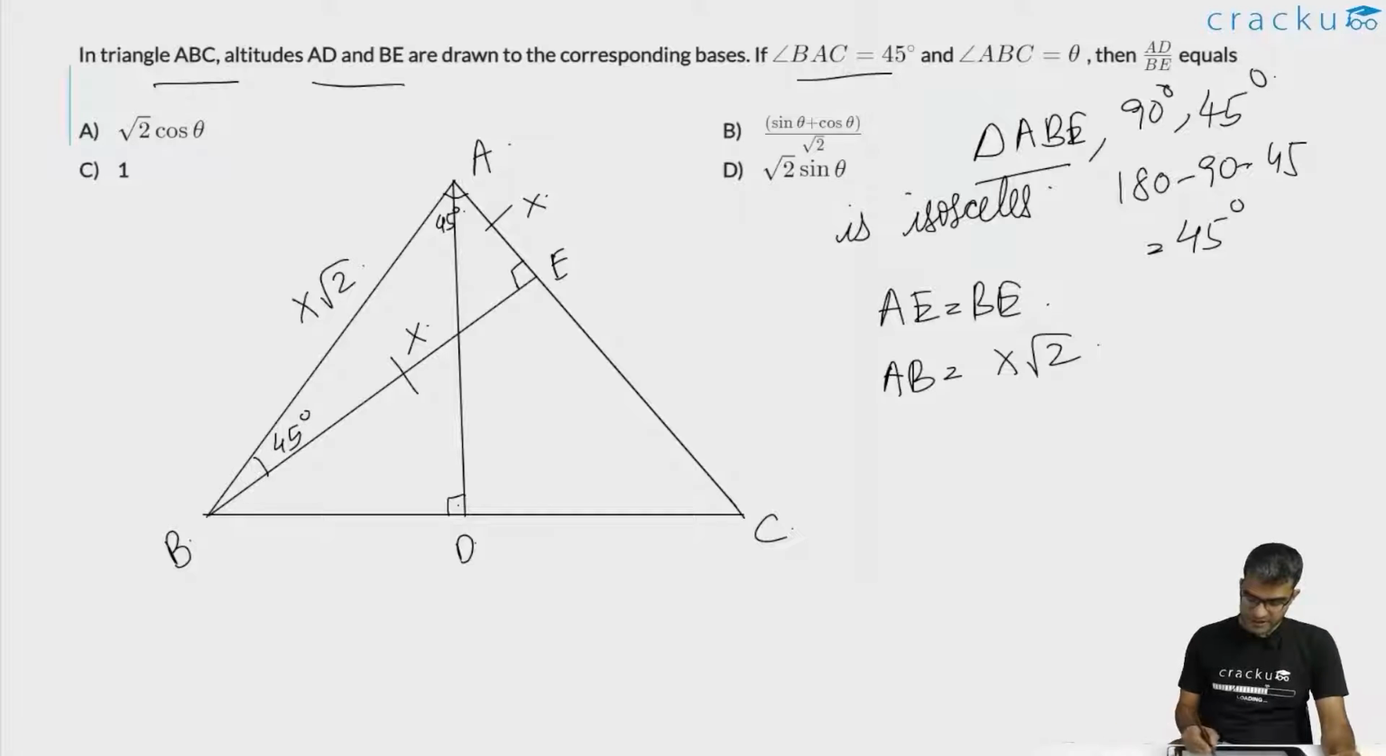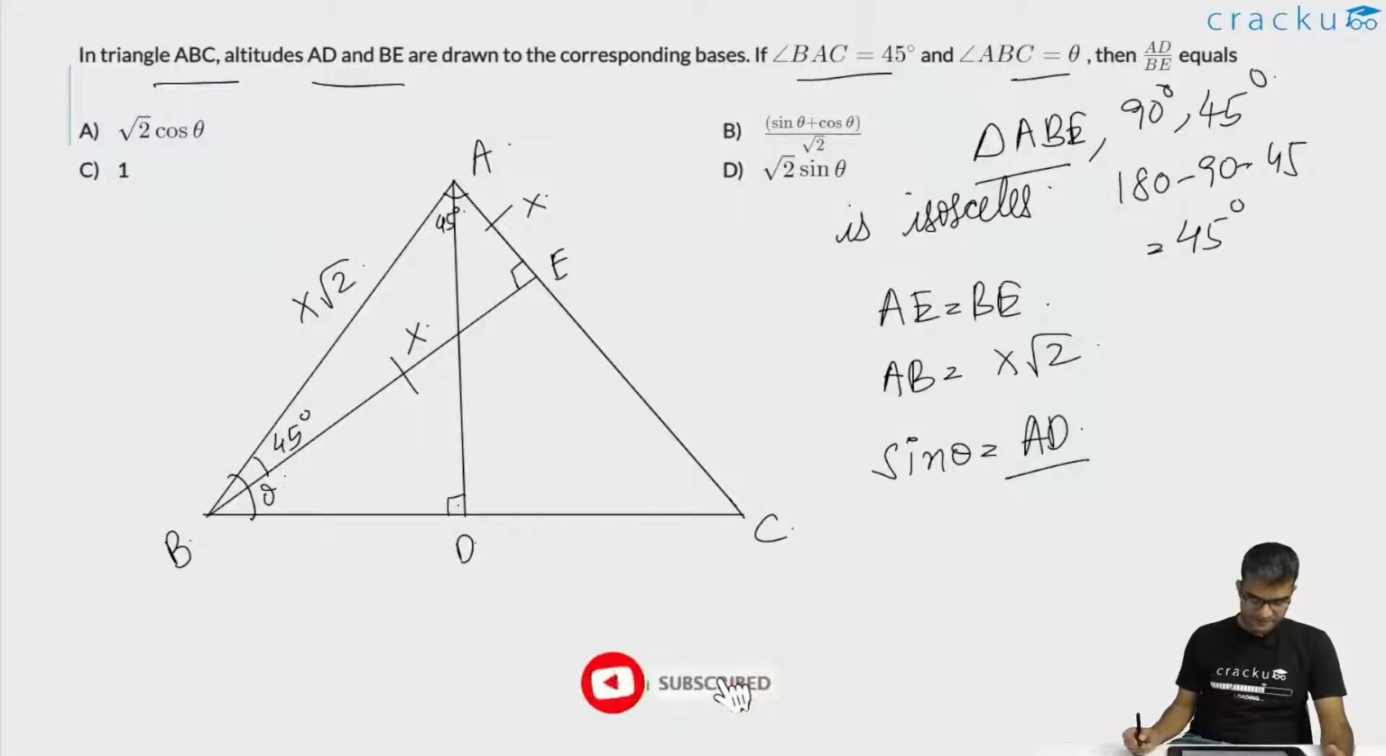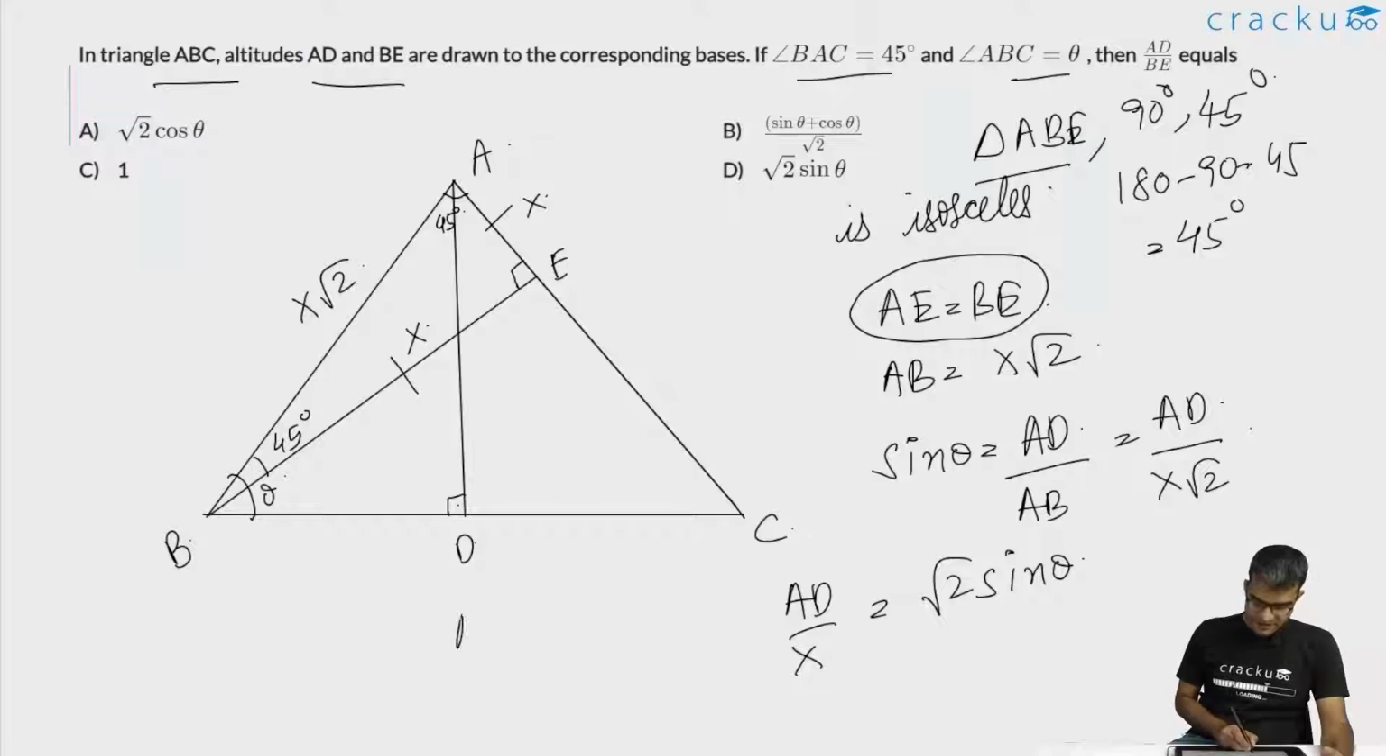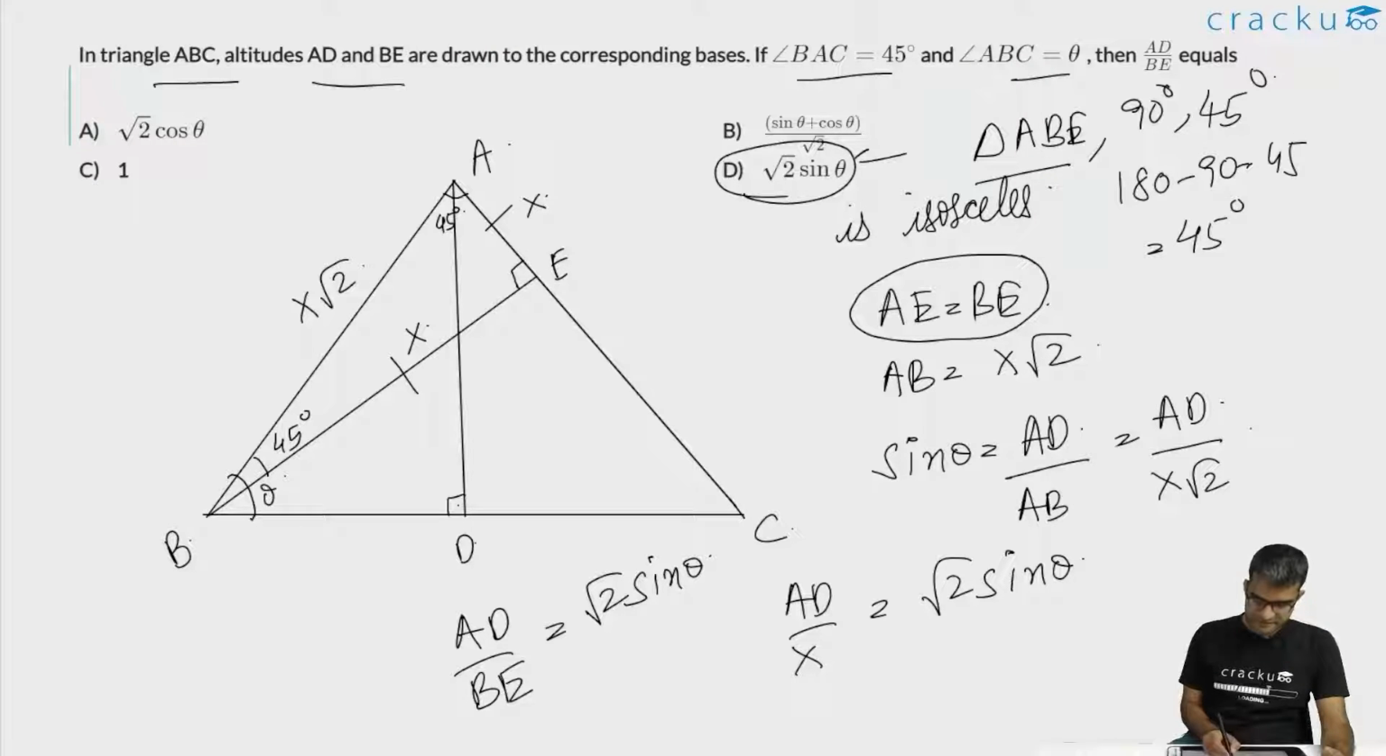Now, we are also told that angle ABC, this big angle over here, is theta. So, what is the value of sin theta? Sin theta is equal to opposite side, which is AD, divided by the hypotenuse, which is x root 2, which is AB. This is equal to AD divided by x root 2, or AD divided by x is equal to root 2 into sin theta. But what is x? X is basically equal to AE, which is equal to BE. So the ratio of AD divided by BE will be equal to root 2 sin theta. So the correct answer is option D.